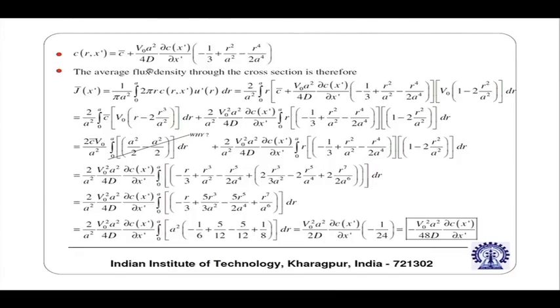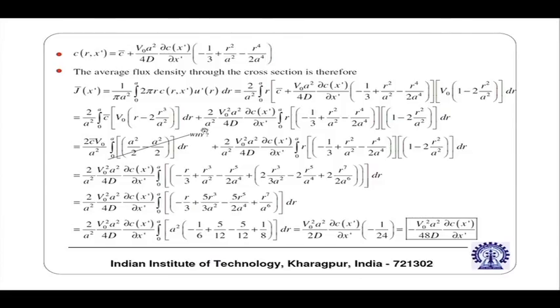Then you can write this C as a function of C average, and then a very important consideration, the average flux density through the cross section. What is the average flux density? So what is happening is that the species is in the moving reference frame. With respect to the moving reference frame, what is the velocity at which the species is moving? U dash, right. So the species transport is the integral of 2 pi r c u dash dr by pi a square. That is the species flux. It is just like an advection flux of the species.